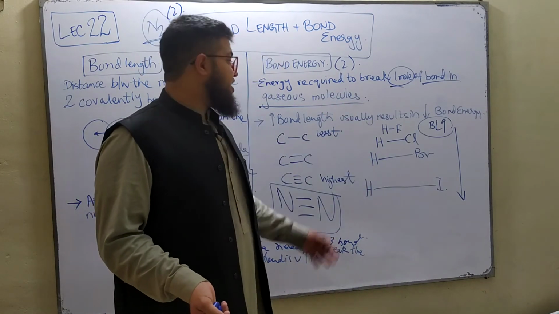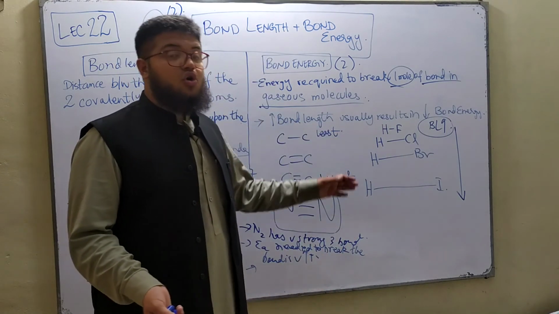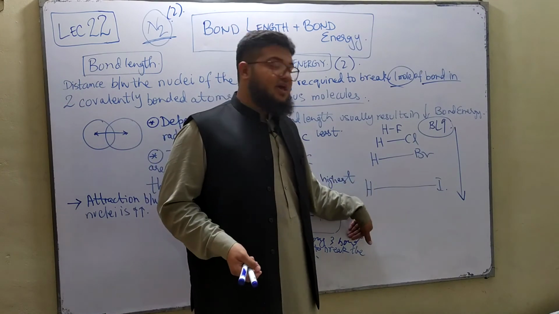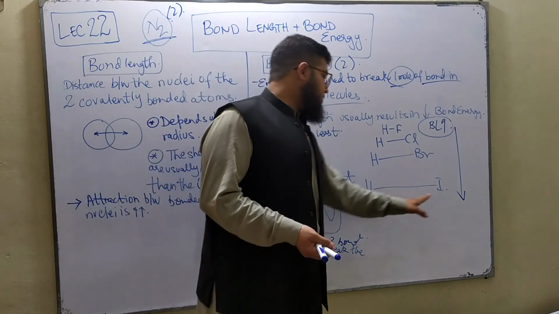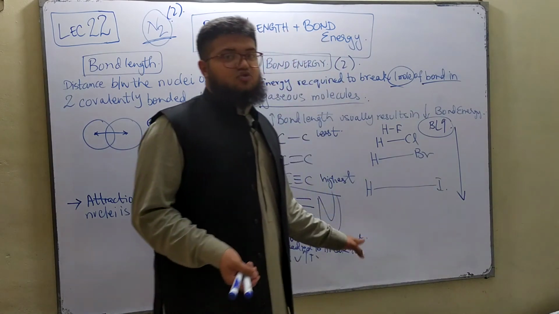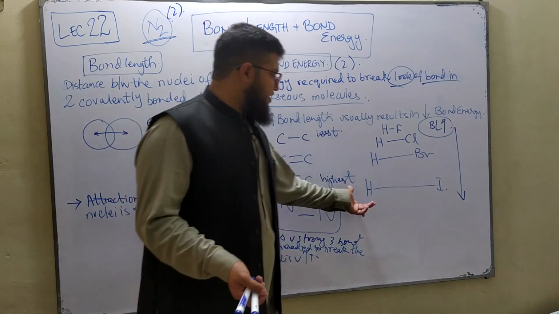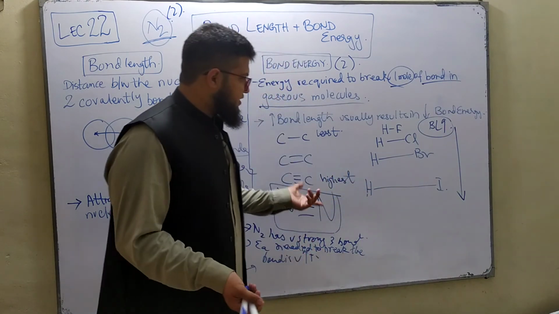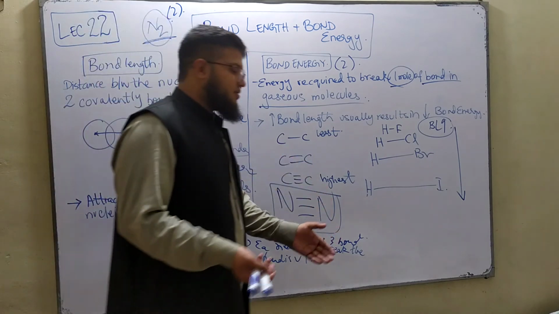Bond length is increasing, the internuclear distance is increasing, so the attraction or orbital overlap is decreasing. And if the orbital overlap is decreasing, then the bond energy which is needed to break the bond is going to also decrease, and therefore it's going to be a weaker bond. Simple as that. As we go down the group, it's going to become weaker and weaker and easier to break.